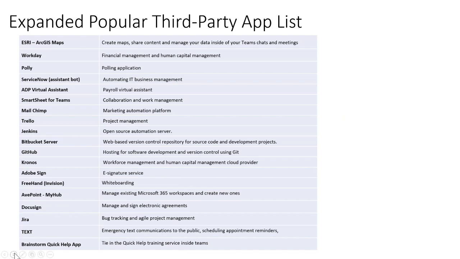And then one thing to call out as well, you can see that we have Brainstorm and AvePoint listed on here. Those are some of our learning and governance partners. So if you have partner organizations already working with your team, ask that representative if you have access to their application. Likely you own their application as well, which can be tied into Teams. A great example of that is the Brainstorm Quick Help app. If you are a customer that has Brainstorm, you can leverage their training portal from inside of Teams.